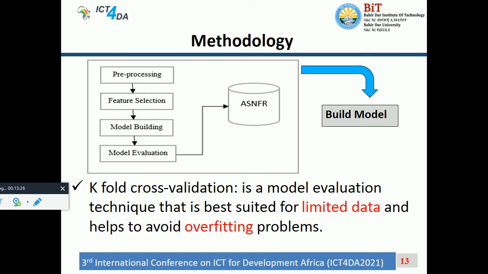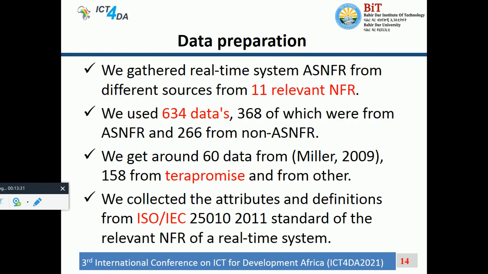We evaluate the models using the tenfold stratified version of K-fold cross-validation. On data preparation, we gathered real-time system non-functional architecturally significant requirements from different sources for 11 relevant non-functional requirements. We used 634 data points, of which 368 were significant and 266 were not significant. Finally, we collected the attributes and definitions from ISO 2011, the latest version.